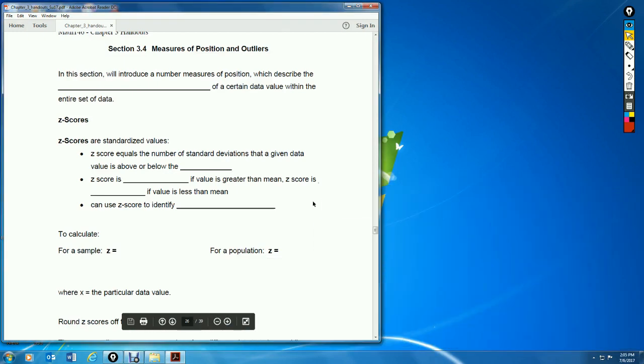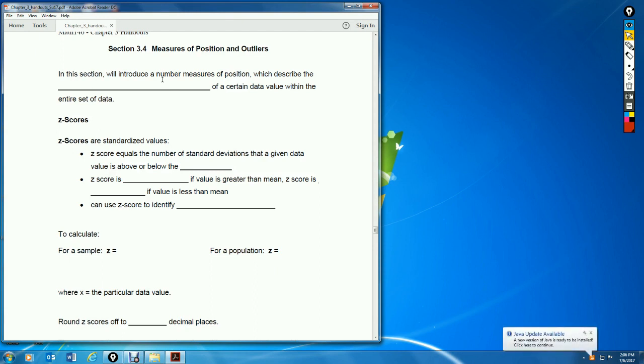All right, so I am going to start where we hopefully left off on section 3.4 or page 26 of the handouts. So this is measures of position and outliers. In this section we're going to talk about measures of position. And the whole point here is they describe the relative position of a certain data value within the entire set of data. Okay, and this is just useful if you want to know where a particular data value is relative to the rest of the data set.